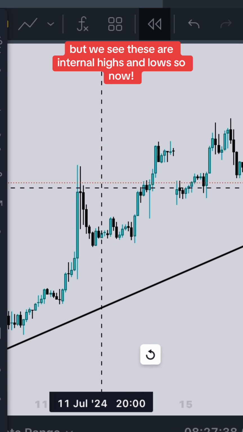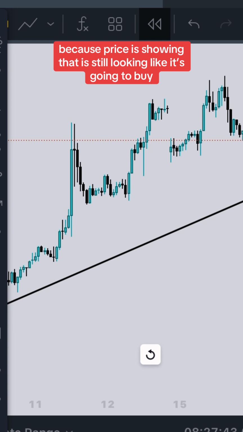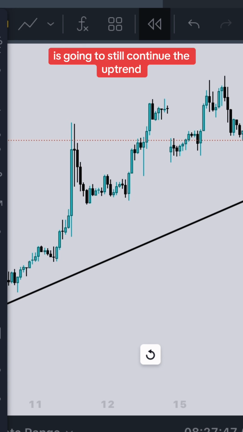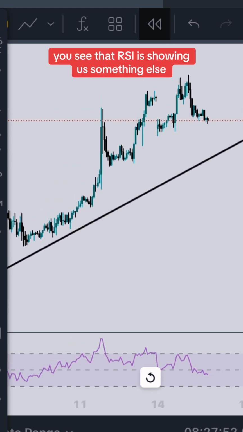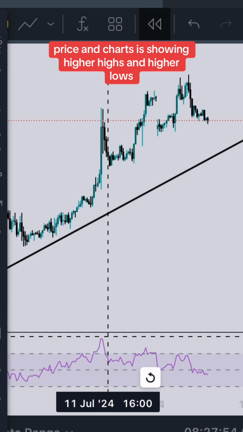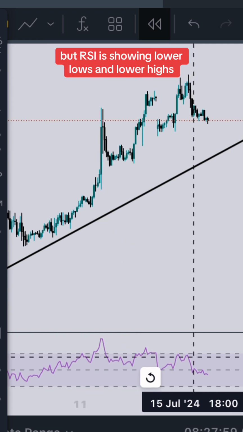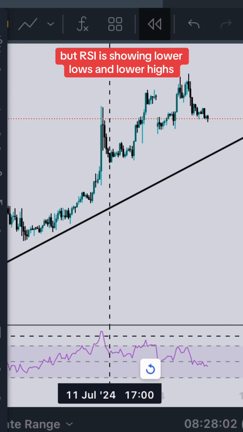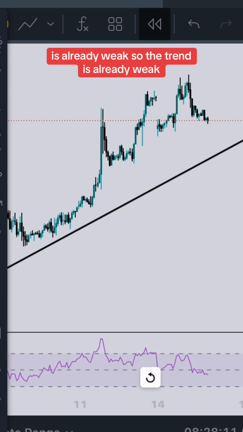So now bring up your RSI, because price is showing that it's still going to buy, it's going to still continue in the uptrend. But when you look at your RSI, you see that RSI is showing us something else, right? The chart is showing higher highs and higher lows, but RSI is showing lower lows and lower highs. So that's the first sign that this trend is beginning to get weakened. It's already weak.